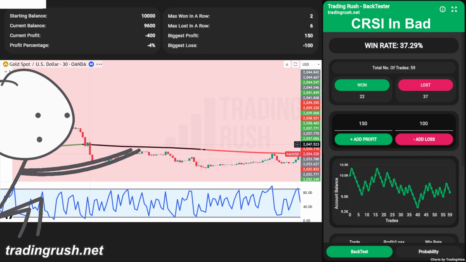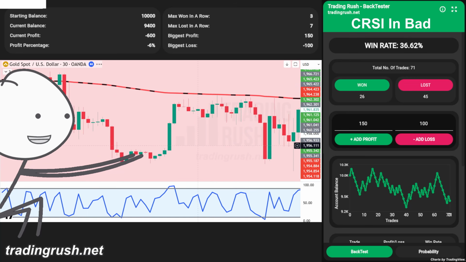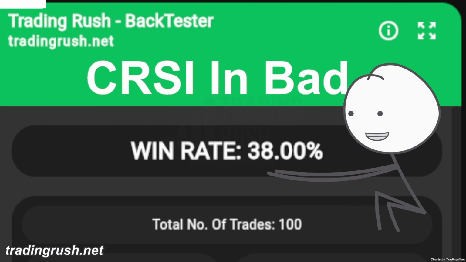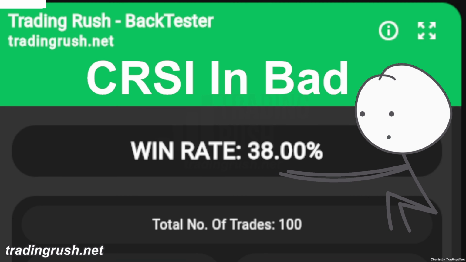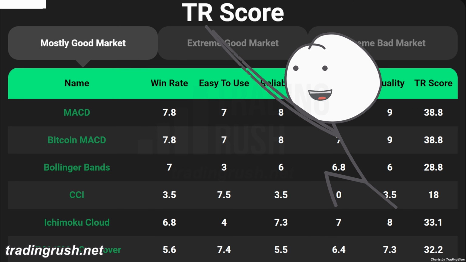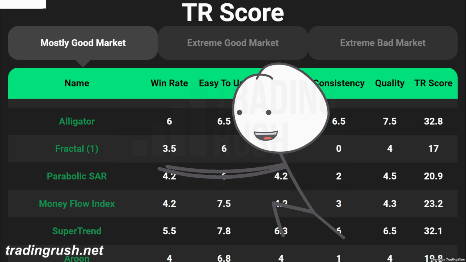It managed to win 3 trades in a row, but lost 7 trades in a row. It made a 5% loss on the account. In the extremely bad market, it got a 38% win rate, which is near the 40% break-even point. The profit graph is slowly moving in a downward direction. Let's give it a trading rush score and compare it with other strategies.